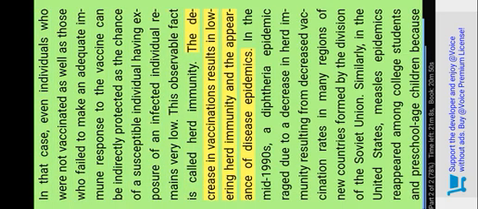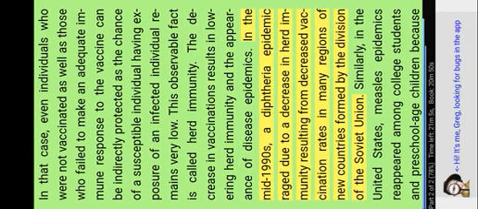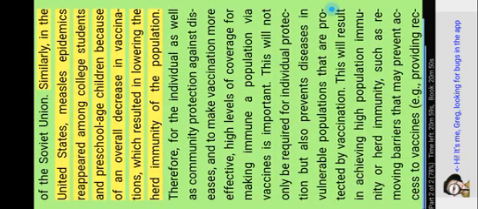The decrease in vaccinations results in lowering herd immunity and the appearance of disease epidemics. In the mid-1990s, a diphtheria epidemic raged due to a decrease in herd immunity resulting from decreased vaccination rates in many regions of new countries formed by the division of the Soviet Union. Similarly, in the United States, measles epidemics reappeared among college students and preschool-aged children because of an overall decrease in vaccinations, which resulted in lowering the herd immunity of the population.